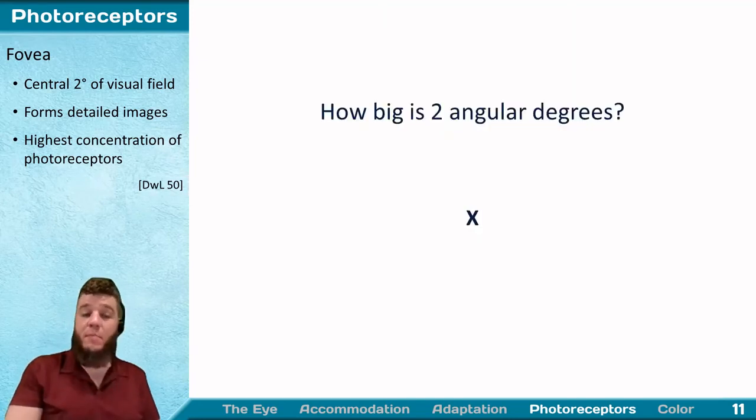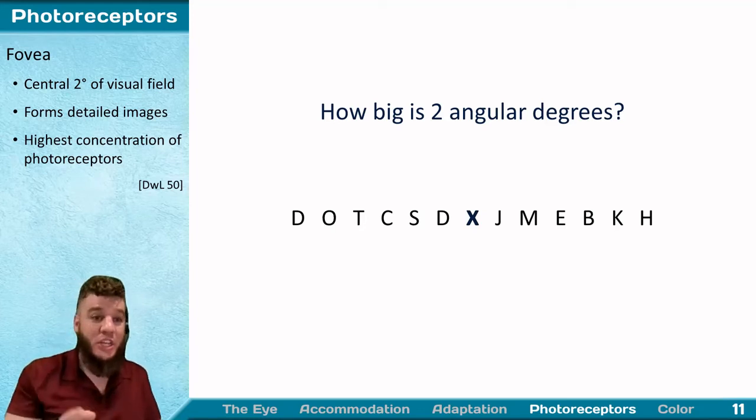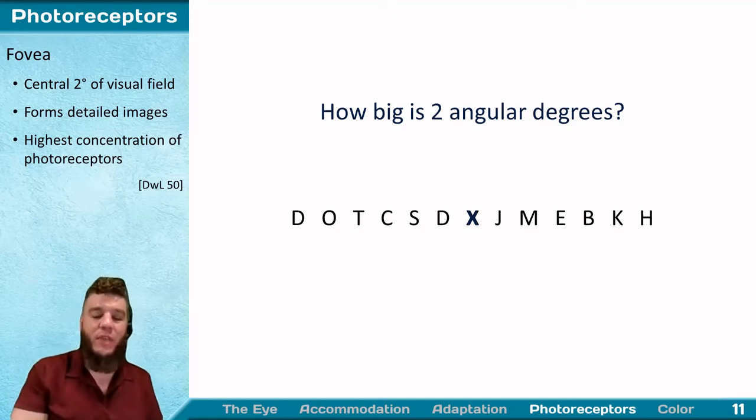So here's another example of how big 2 angular degrees is. What you should do here is focus on the X and don't move your eyes as I change the slide. Now, how many letters to the right and left of that X can you actually read? For me, at this distance, I can only get to the D and the J, or all of the letters if I cheat and saccade over to see the rest of them.